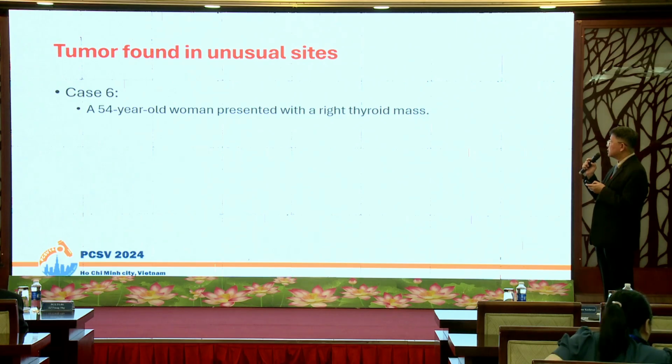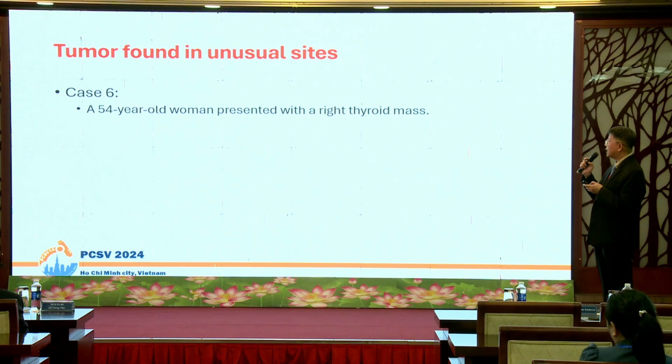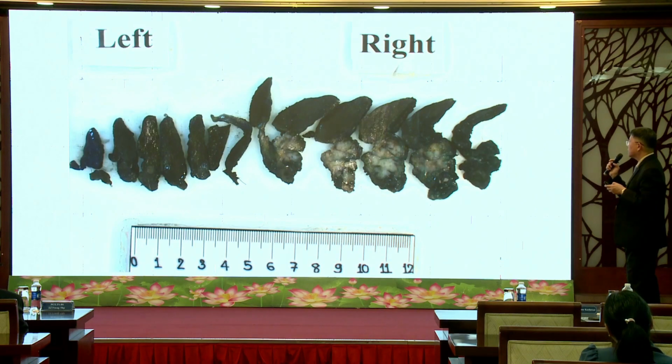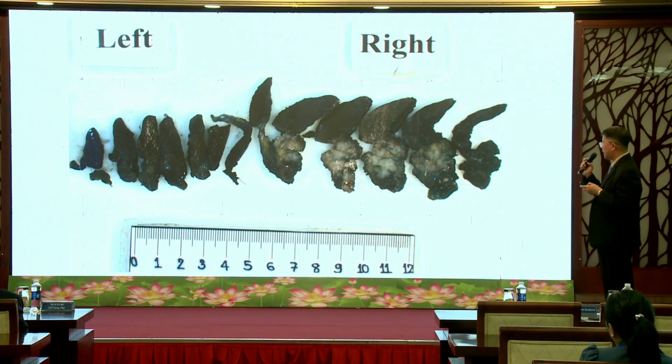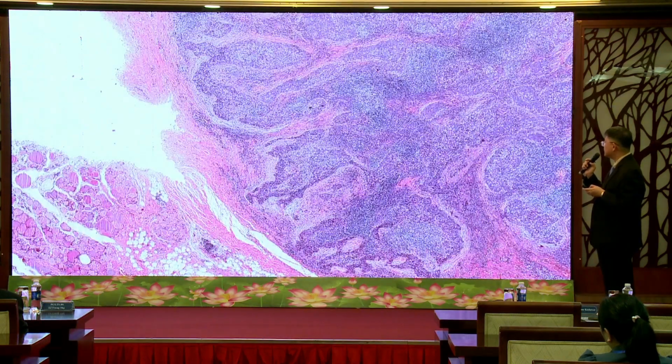Now we go to case number 6. Still a tumor of unusual size. A 54-year-old woman presented with a right thyroid mass. So this is the gross appearance of this tumor. You can see the lesion has unifocal infiltrative lesions in the thyroid lobe, and they have a firm gray-white cut surface.